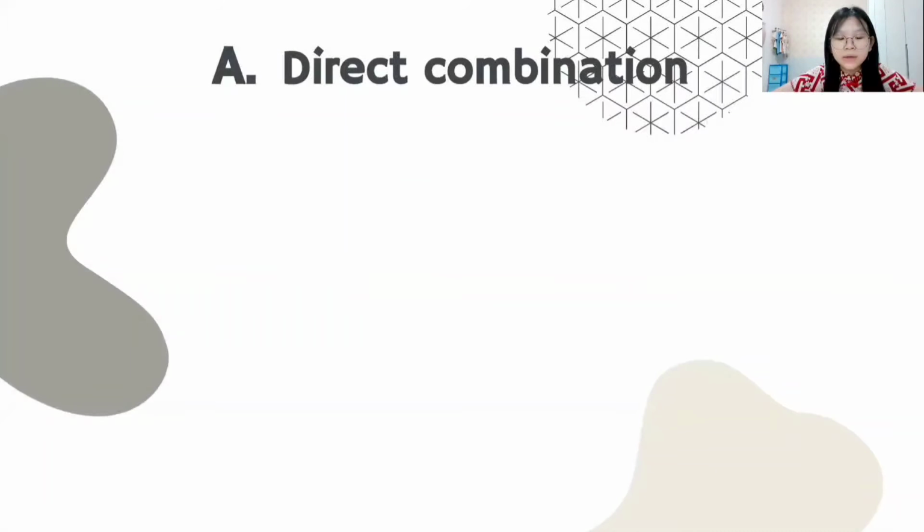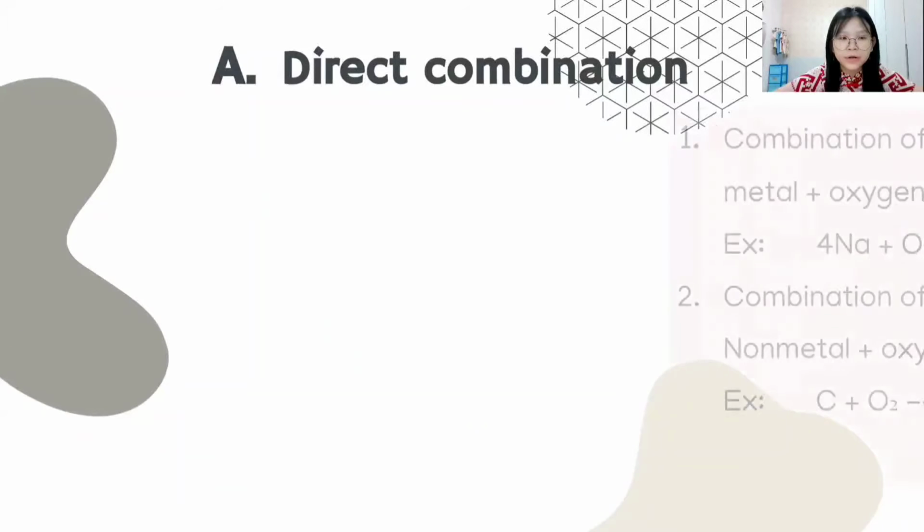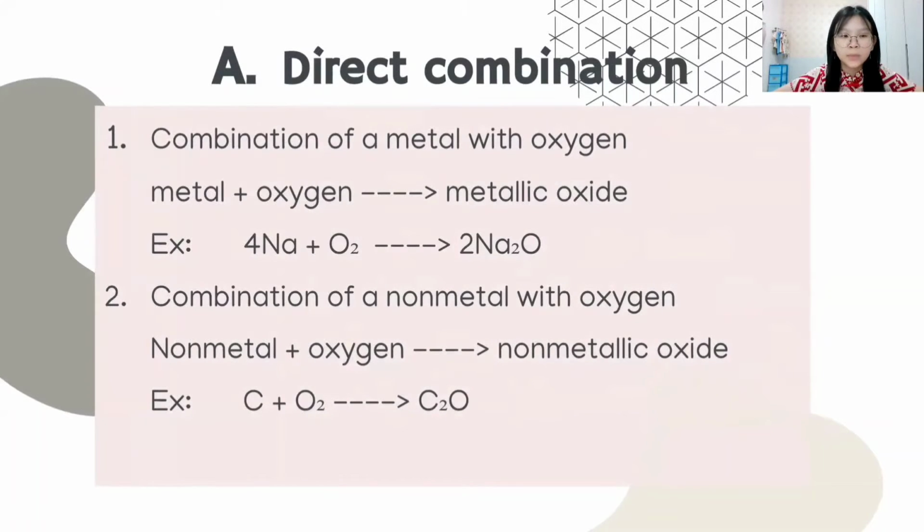Number 1, we have the direct combination. It divides into 6 types. Number 1, combination of metal with oxygen. The general equation is metal and oxygen yields metallic oxide. Example, 4 moles of sodium when react with oxygen gas yields 2 moles of sodium oxide.